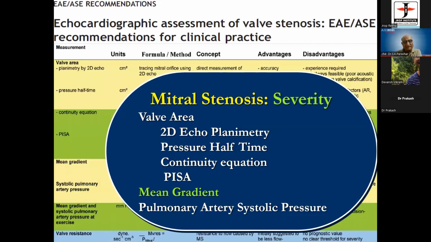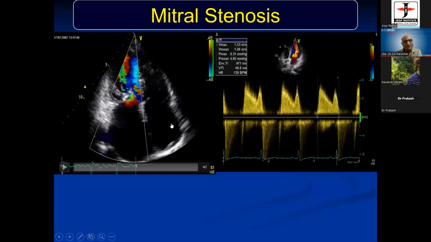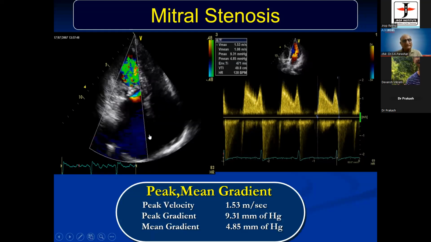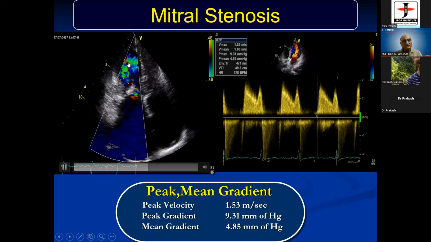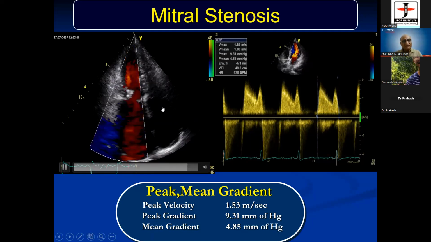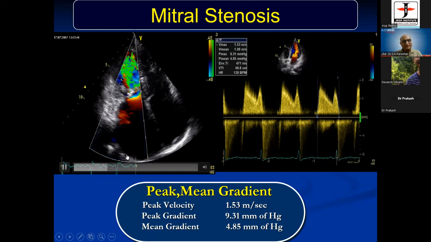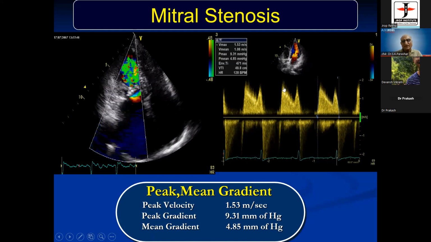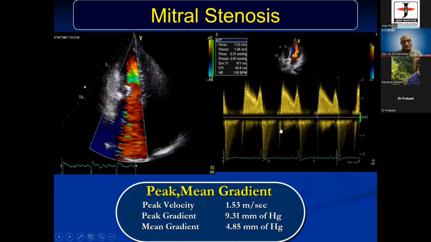Now again, for the mean gradient, as I told you, you always have to take a view where you are completely parallel to the flow. Now you see, this is the apical view, left ventricle, left atrium, sorry, right atrium, left atrium, with significant enlargement of the left atrium. There is a turbulence across the mitral valve, and you put a CW Doppler, and you get a good signal, and you can see here.